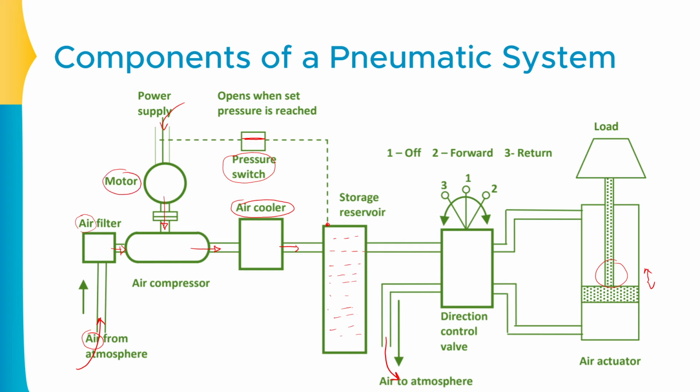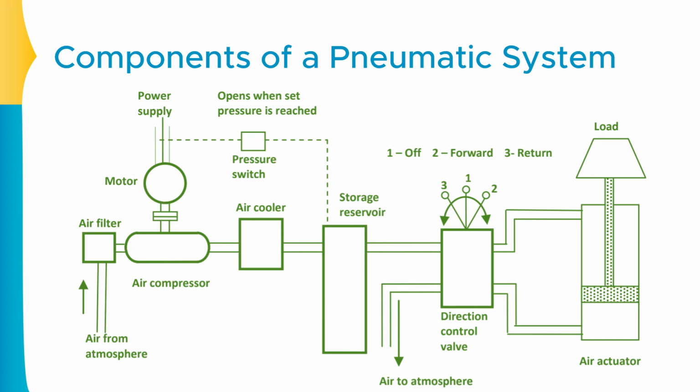Once the pressure reaches the required pressure, the pressure switch will open and the motor automatically stops. So this is the basic closed loop system working over here. Whenever the pressure is low, the motor will continue to run. Once the pressure reaches the required level, the motor will automatically shut down with the help of the pressure switch. This is how the basic closed loop system within the pressure control device works.